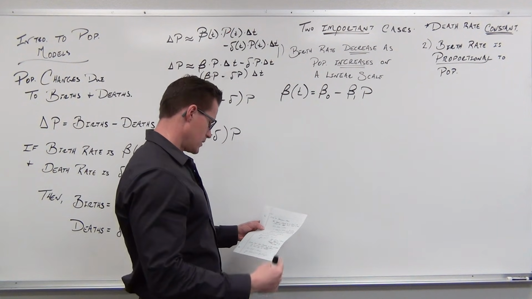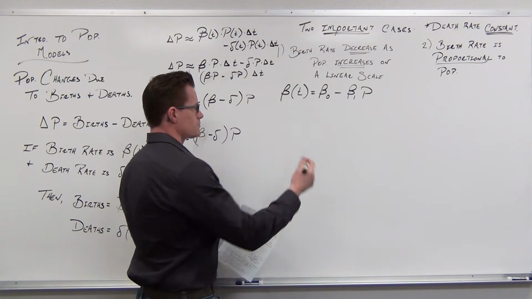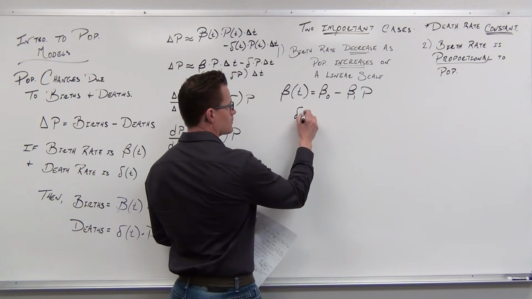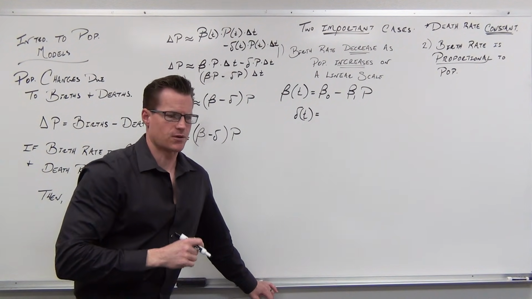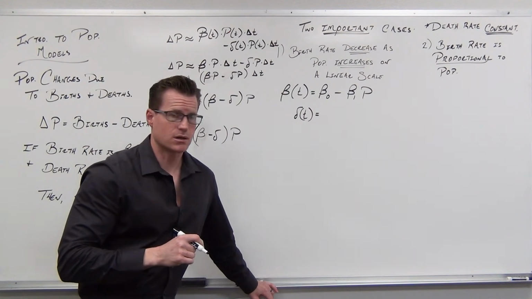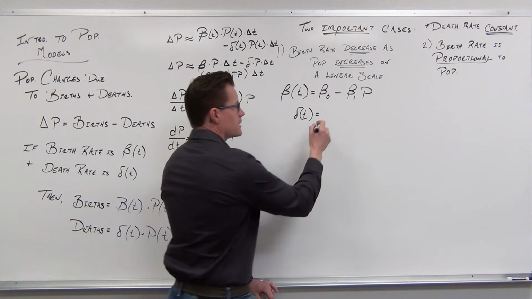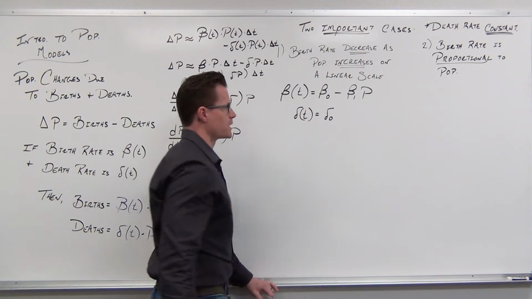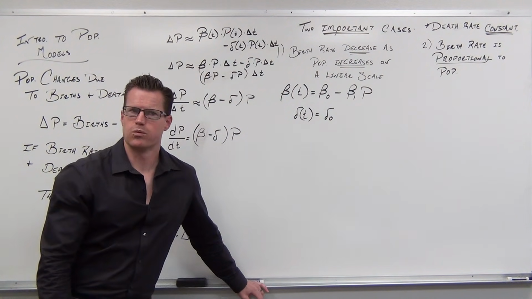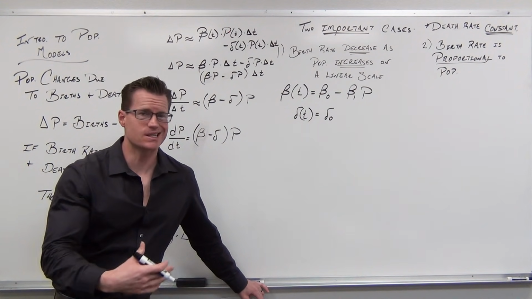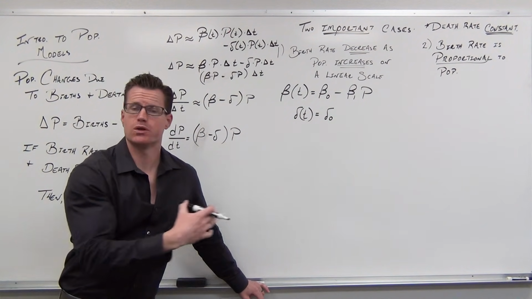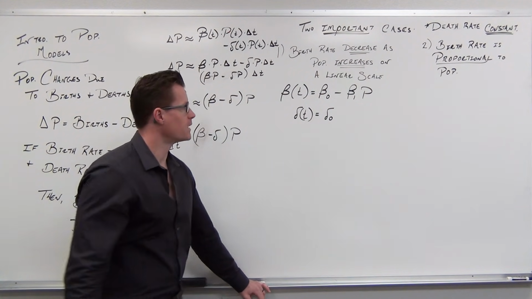Okay, and our death rate, let's see, what would our death rate be? Well, if our rate of death is not changing, if it's constant, then let's just call this the initial death rate, delta sub 0. Why would that be a constant? Well, if it's not changing, we can just say whatever it is at the beginning, it's going to be there forever per unit of population per unit of time.